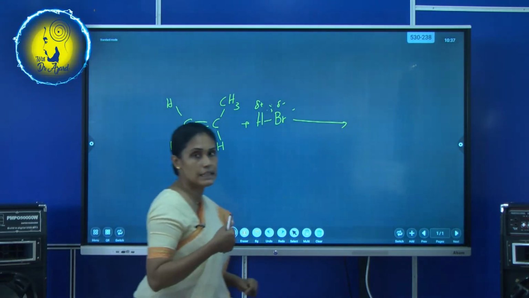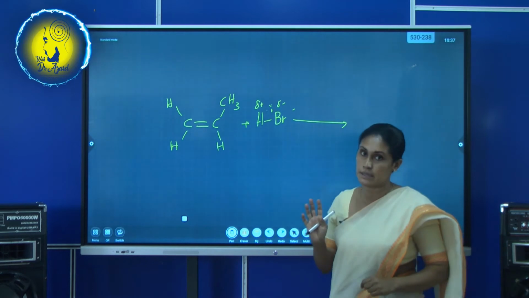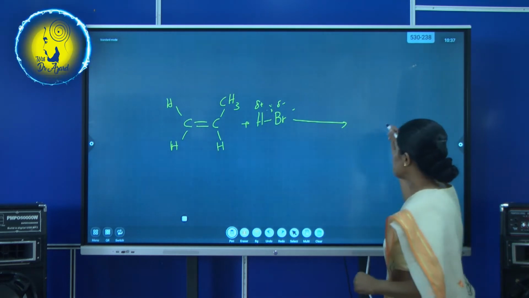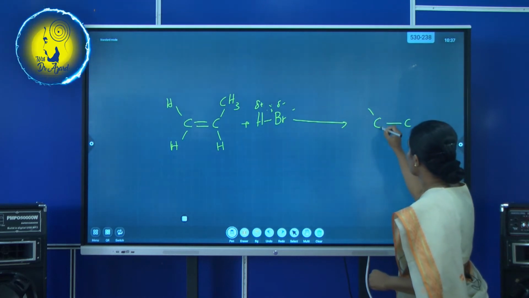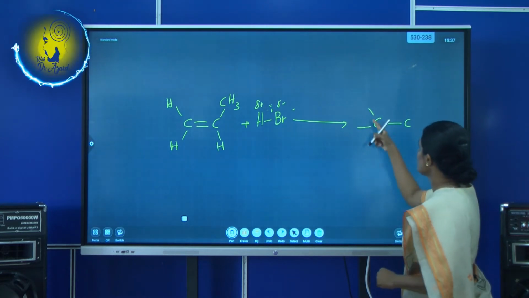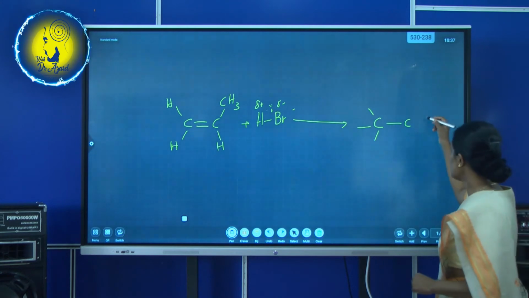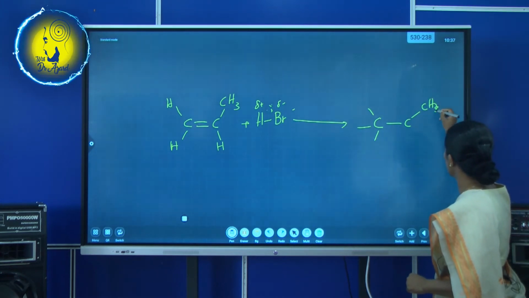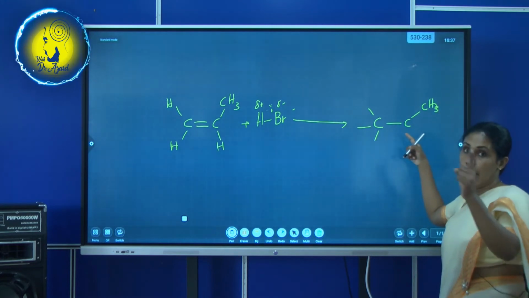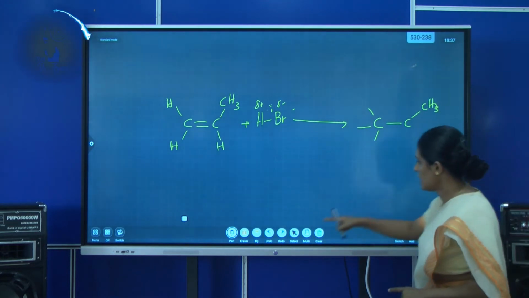What is the result then? There are intermediate steps. Remember that? Okay. No more double bond. 1, 2, 3, 4. 4 bondings. And you have CH3 here, as it is now it has converted to an alkane. This is 3.